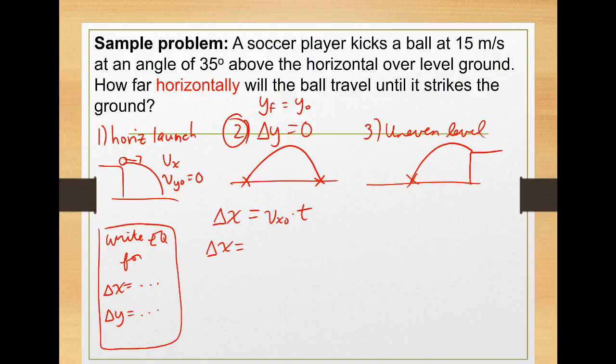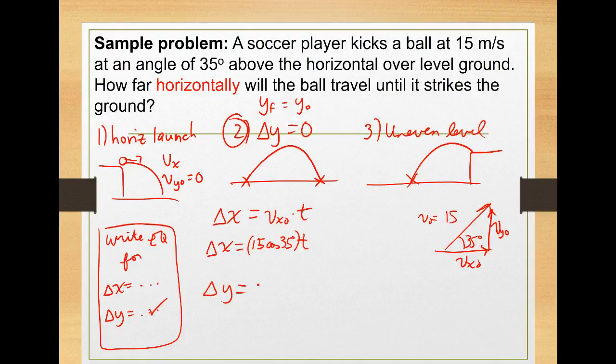So delta x is equal to, well, hold on a second. Let's break this down. We want to take our v initial, which is 15, and angle of 35 degrees, and find vx initial and vy initial. So vx initial is actually going to be 15 cosine 35 degrees, but we have a problem. We don't know what the time is. So we're left with two variables, which is why we have the second equation for delta y.